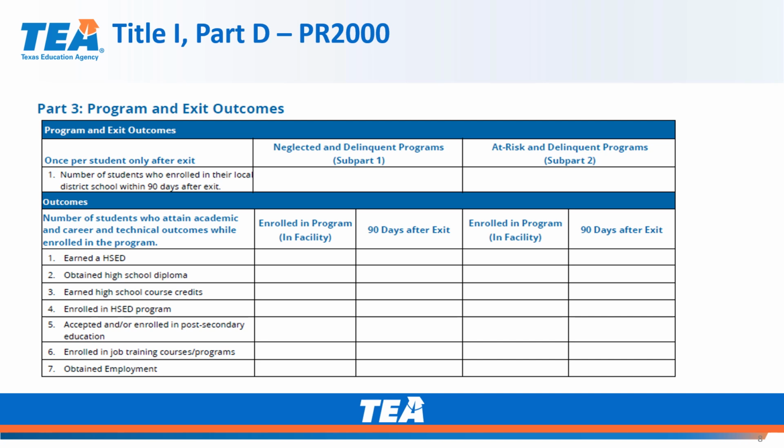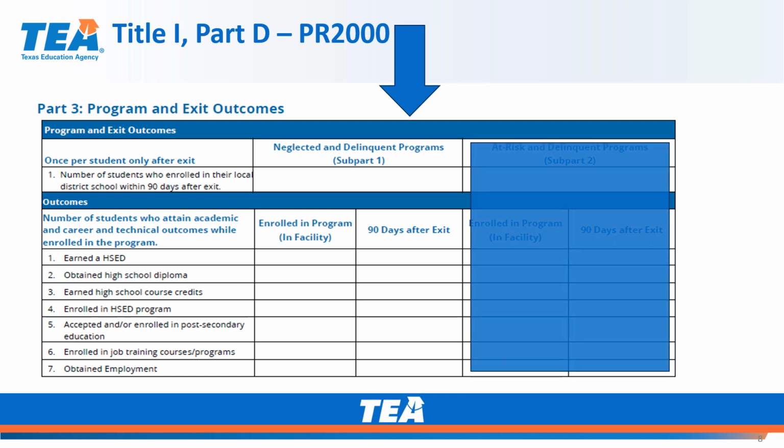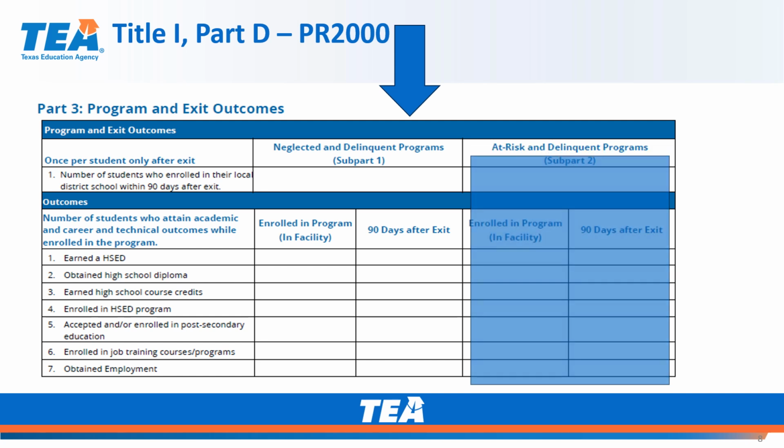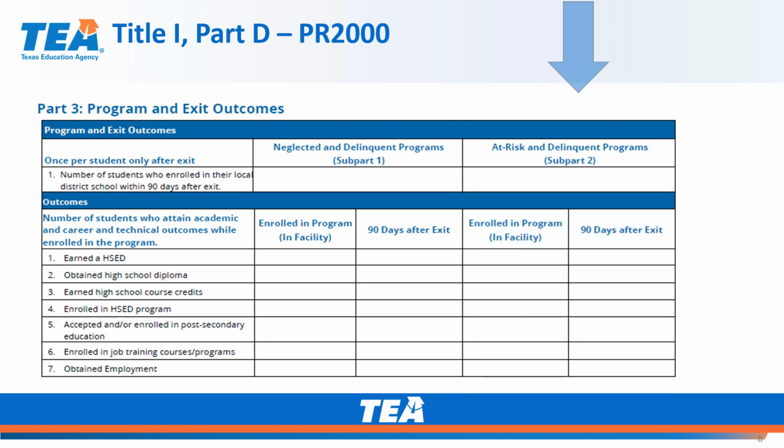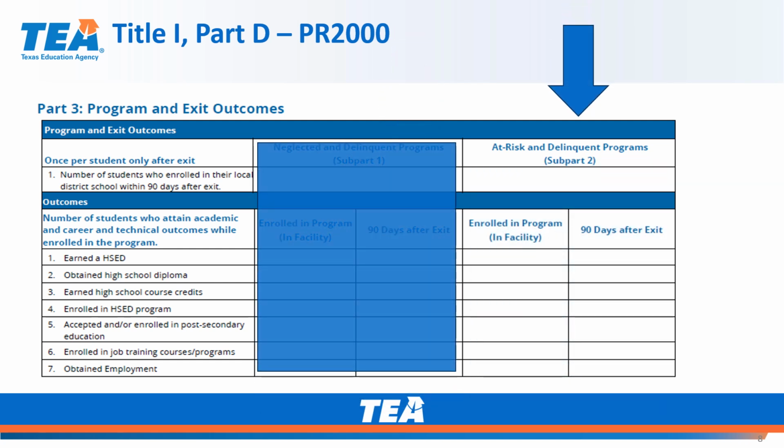In Part 3, Program and Exit Outcomes, the state agencies will fill out the first column for Subpart 1 programs and report the number as appropriate. For state agencies, the second column will be grayed out. For LEAs, they will fill out the second column for Subpart 2 programs and report numbers as appropriate. For LEAs, the first column will be grayed out.